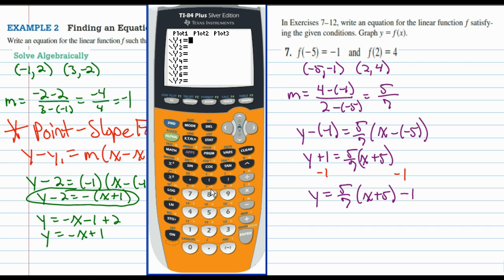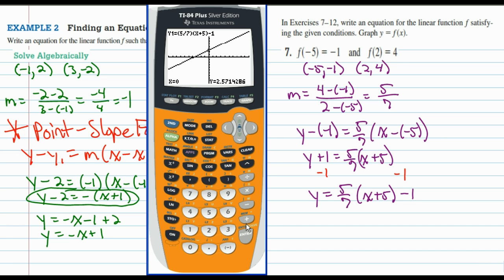So in y equals, I'm going to put 5/7 in parentheses. Then I'm going to put x plus 5, close my parentheses, and then I'm just going to put -1 that came from the y coordinate from the other side of my point slope form. Graph.